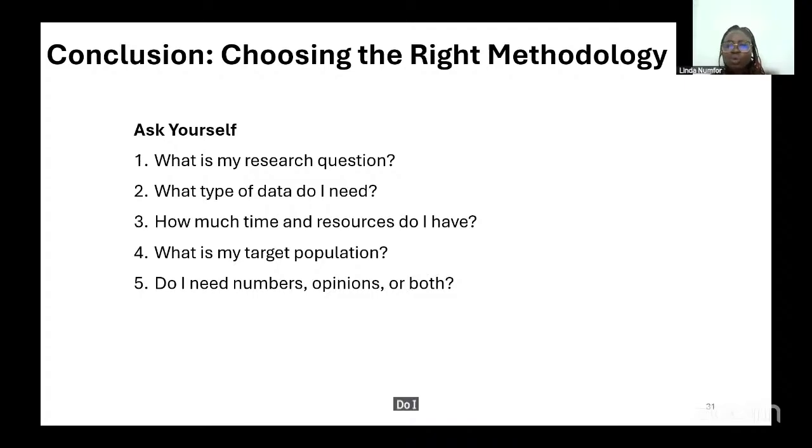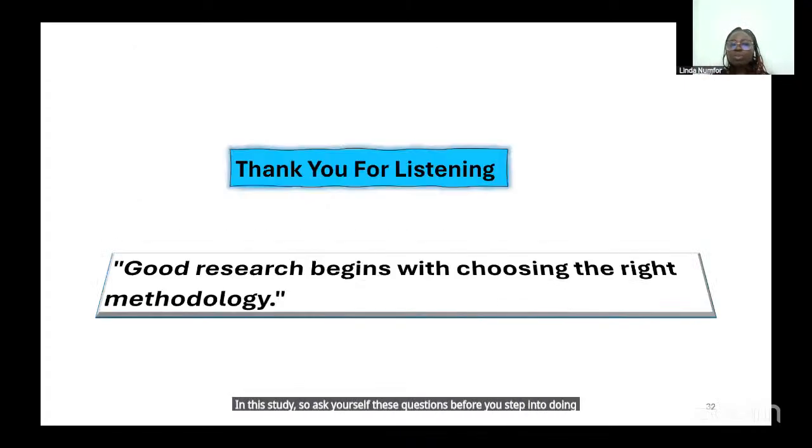Do I need numbers? Do I need opinion? Or do I need both? Do I need to do mixed research methodology in this study? So ask yourself these questions before you step into doing a research. So thank you for listening. And remember, good research begins with choosing the right methodology.